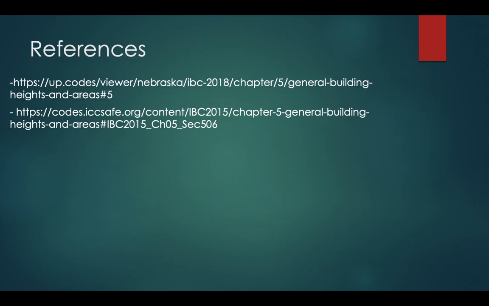These are our references. We got some stuff off UpCodes, but most of it came off the manual that we were assigned to conduct this project with.